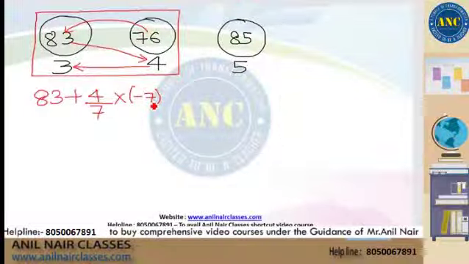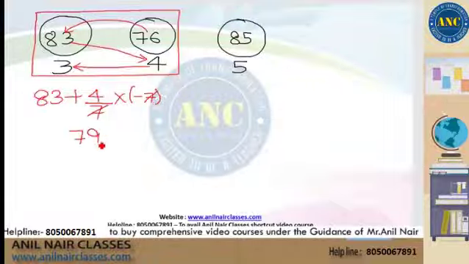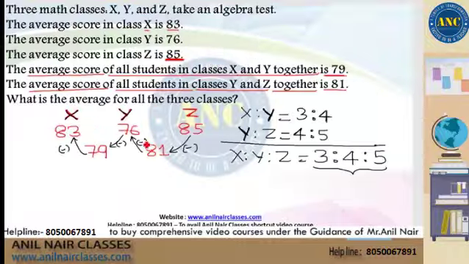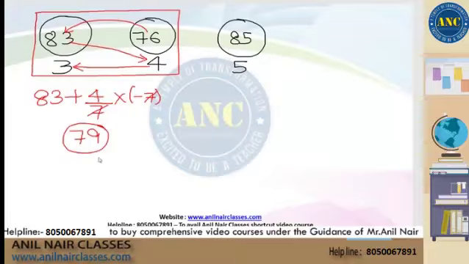Next, if I simplify further, so this is 7 into 1, 7 into minus 1. 83 minus 4 is 79. So if I combine these 2 circles, I will get one single circle with the average 79. That is what is given here also if you observe carefully. That means, can I say that this is 79. What is 3 and 4 combined together? 7 students. Right? 7 students.